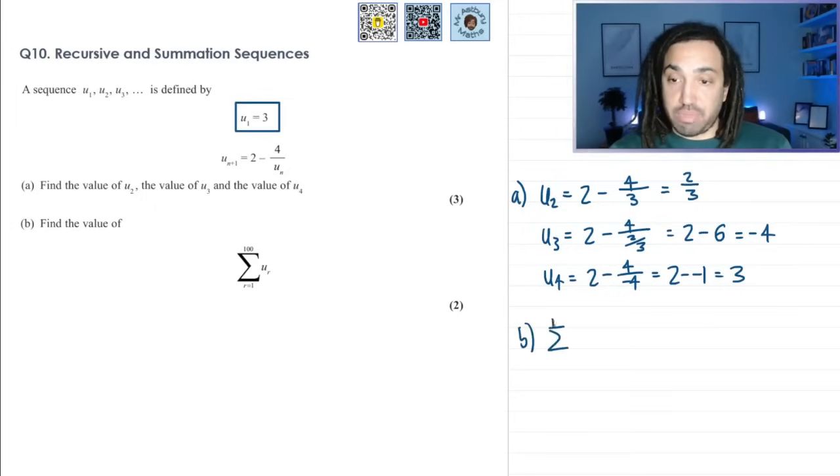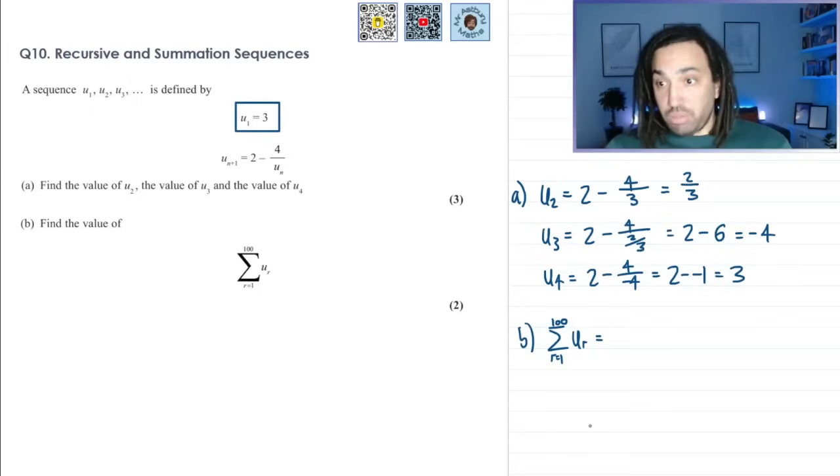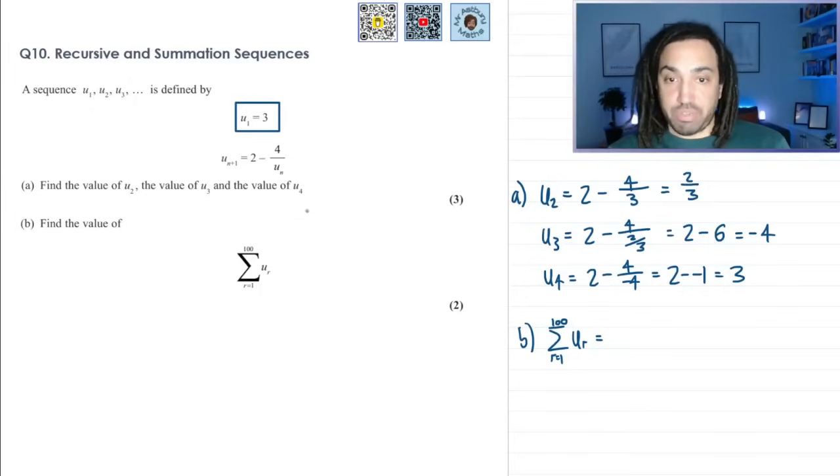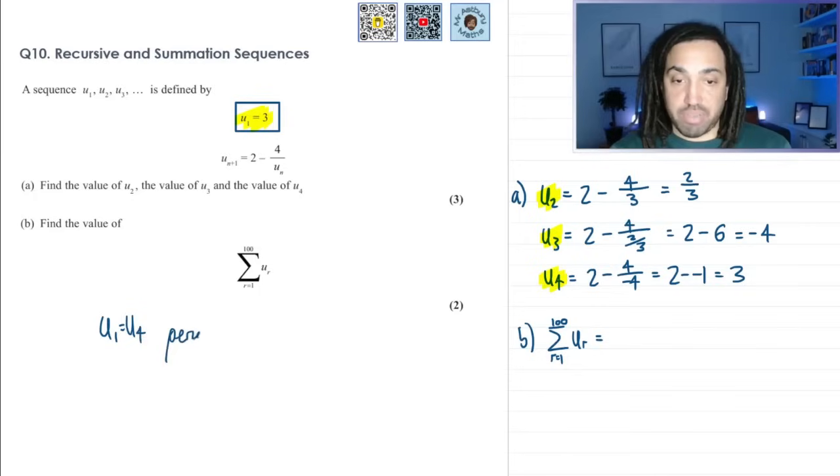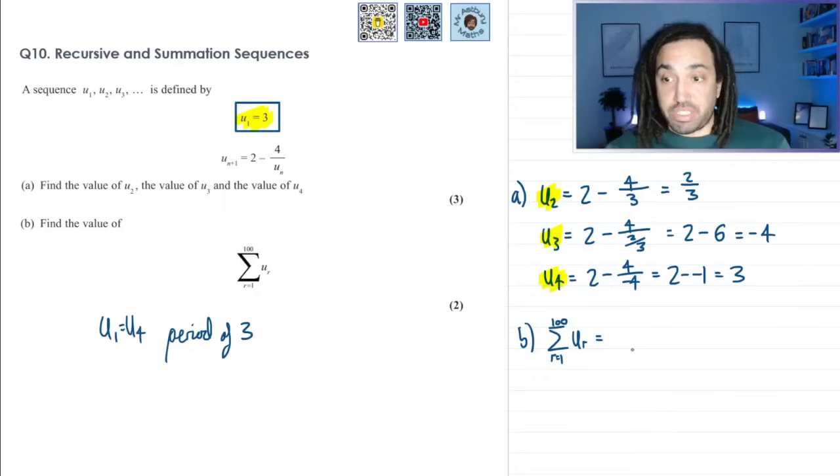Right, part B. Find the sum up to the 100th term, starting with the first term of the series. Well, this has what we call a period of 4. No, sorry, a period of 3. That is because we go from the first term, we jump 1, 2, and then 3, and we're back to where we started. So because U1 is equal to U4, this has a period of 3. And that means that these first 3 terms are just going to repeat and repeat.